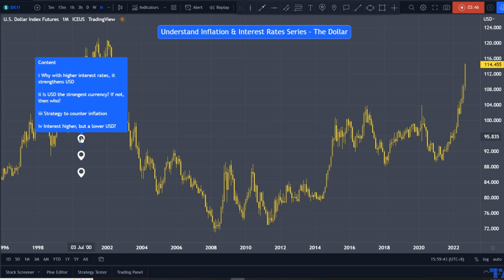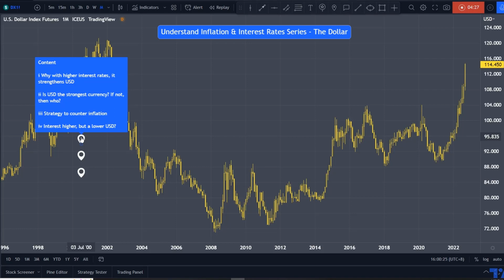Now let's discuss the second key: is the US dollar the strongest currency at this point in time? If not, then who? Before we move into this topic, let me explain how currency pairs work. A currency pair means that every currency functions as a pair. For example, dollar yen. If I'm saying that dollar yen is moving up, what I'm seeing in the future is that the US dollar will move up and the yen will come down. But if I'm seeing that dollar yen is coming down, it means that in the future, I'm seeing that the dollar will be weakened and the yen will appreciate against the US dollar.